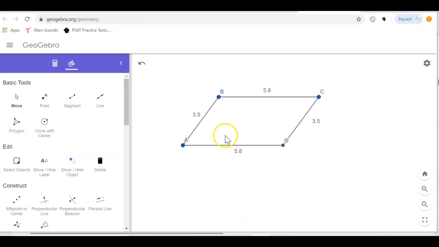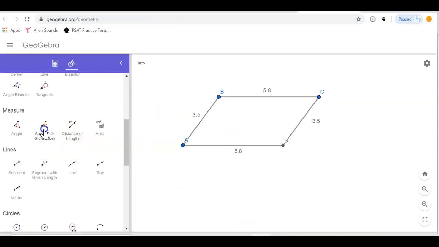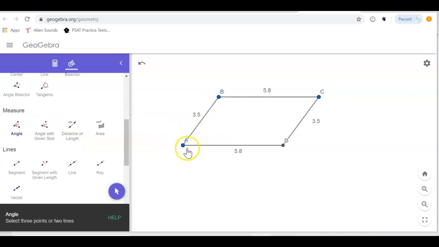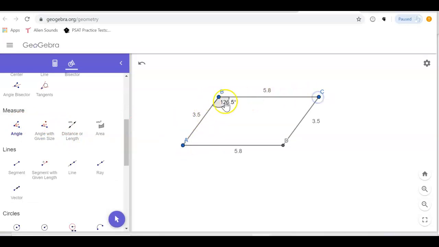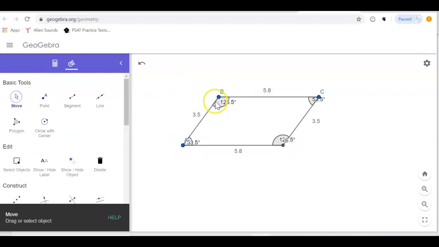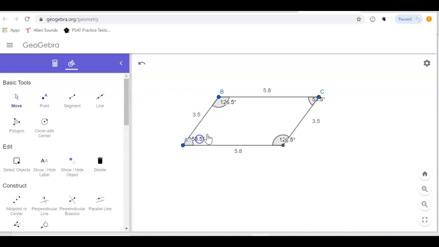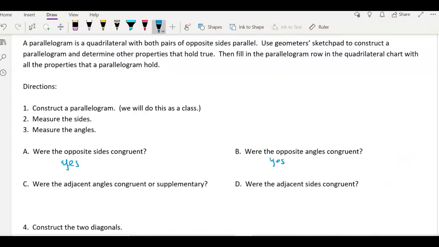Were the opposite angles congruent? Well, what we've got to do is go back and measure these angles. So we're going to go ahead and measure these angles. And right away when we look, if I move these to see it a little better, this angle is 53.5, 53.5, 126.5. Can we go ahead and say that these opposite angles are congruent? And the answer to that is yes.